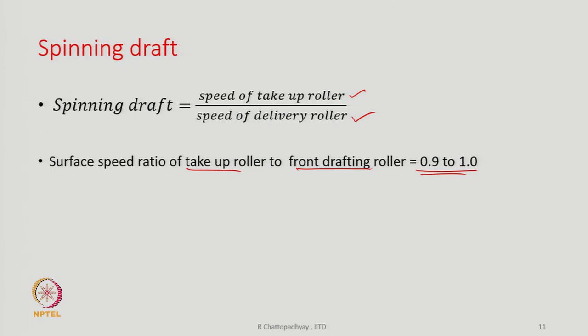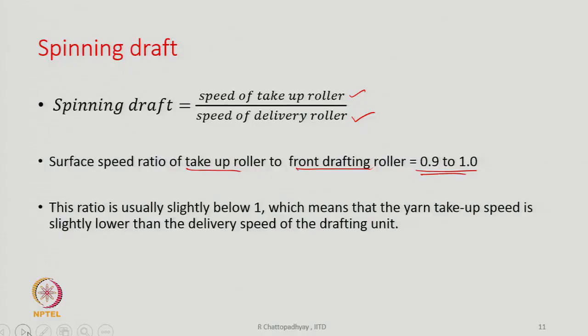So, front roller delivery speed and the take up roller speed, the surface speed of these two, this draft is also very critical. The ratio is usually slightly below 1, which means that the yarn take up speed is slightly lower than the delivery speed of the drafting unit. So, if I deliver x length of drafted fibers, the yarn take up speed will be 0.9x, a little less.